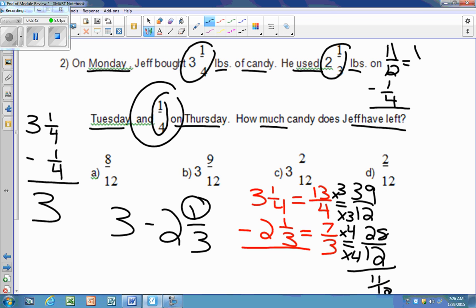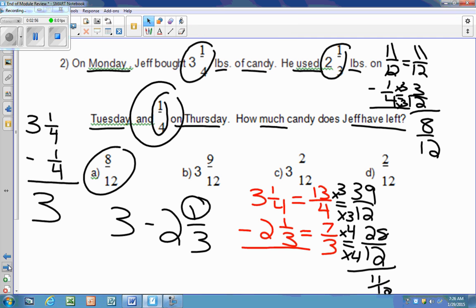I can keep this as 11/12. Change this out of 12ths. 4 times 3 is 12. So 1 times 3 is 3. And 11 minus 3 is 8/12. My answer is A. Now just for those of you who are ready for it, to go back to when I said my answer was 2/3. If I look at this, they're equivalent fractions because 3 times 4 is 12 and 2 times 4 is 8. So that would have worked as well.